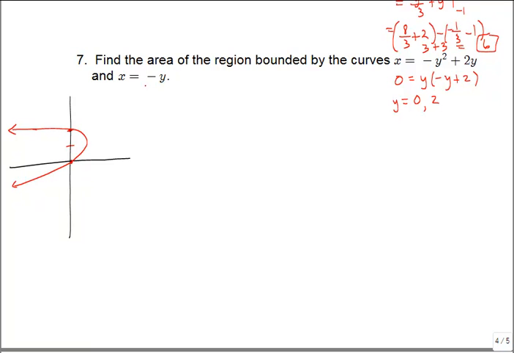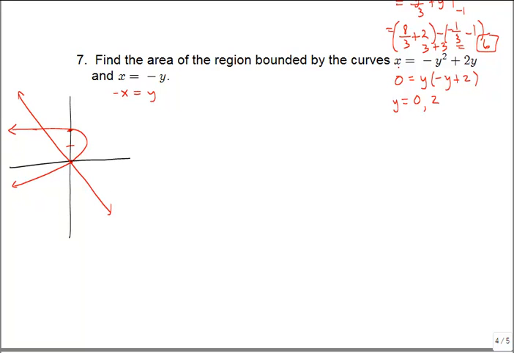Now the line x equals -y is the same as -x equals y. So that's just a line with a y-intercept of 0 because there's no b, and the slope is -1. So it's going to be a line that looks just like that. So there's my two curves.